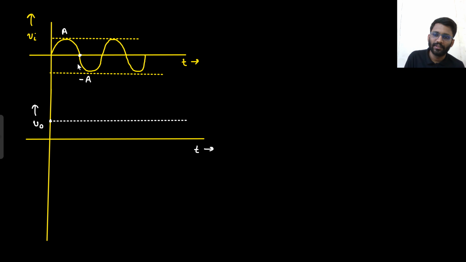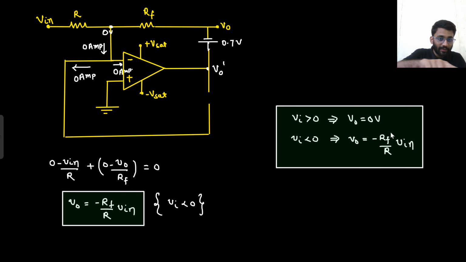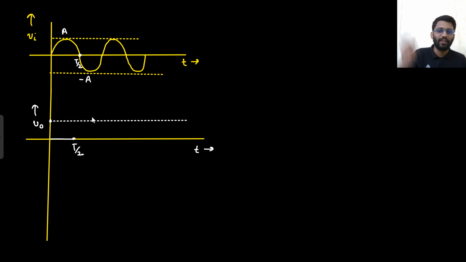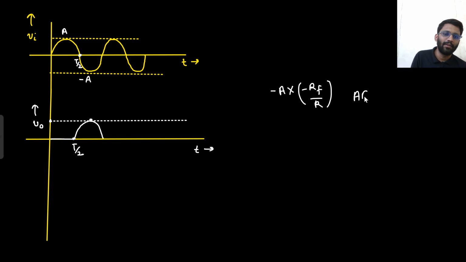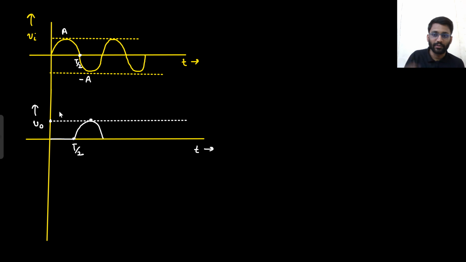So for 0 to T by 2, if Vin is greater than 0, it will be 0 only. For T by 2 to T, it will be the negative of Vin, with a factor of minus Rf by R. So what will be this amplitude? This amplitude was minus A into minus Rf by R. So this amplitude would become A into Rf by R. Say yes or no.